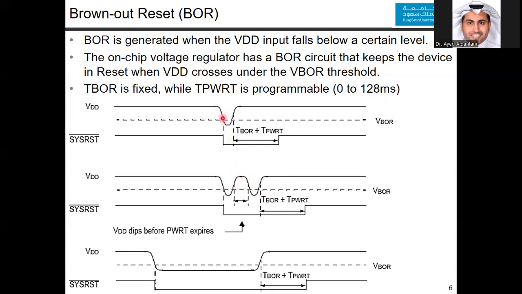For example, let's say this one. This is only one sink of the VDD. So if you sink under the VBOR, you hit this threshold and go down, and then you go up. At this point, you start counting for some time. This time is the TBOR plus the TPWRT. If this time expires, then it will generate a reset.